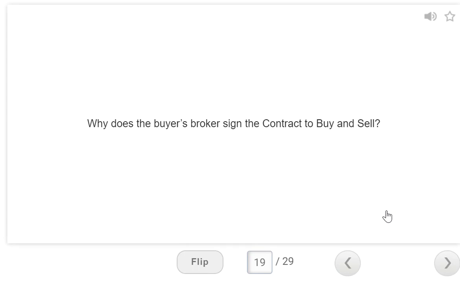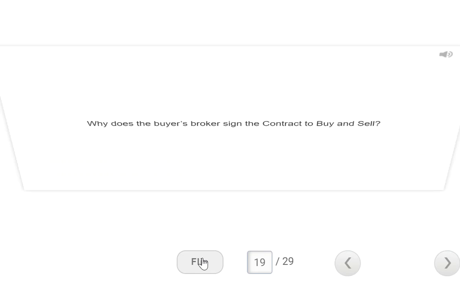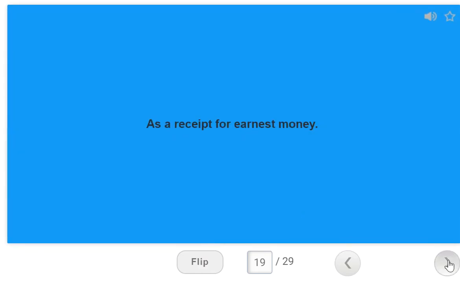Why does the buyer's broker sign the contract to buy and sell? As a receipt for earnest money. So this is not one of the listing agreements where you sign to be assured commission. This is a buy and sell contract. Remember, the buy and sell contracts regard the property and the principal, not the agency relationship. So the broker signs that contract to buy and sell as a receipt for earnest money.